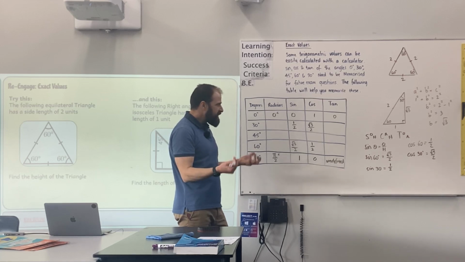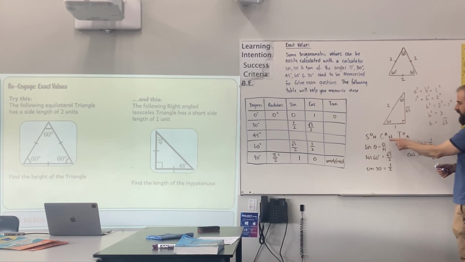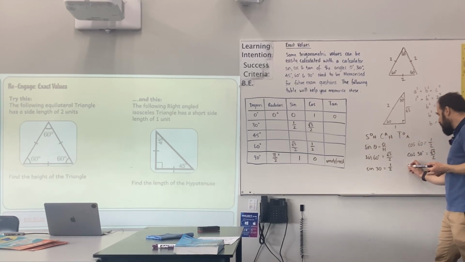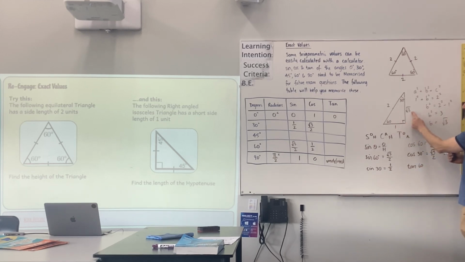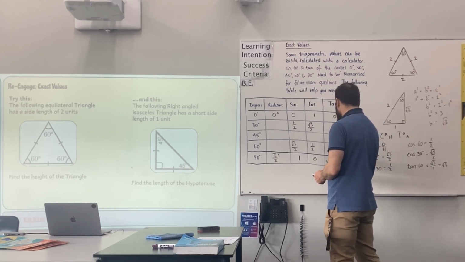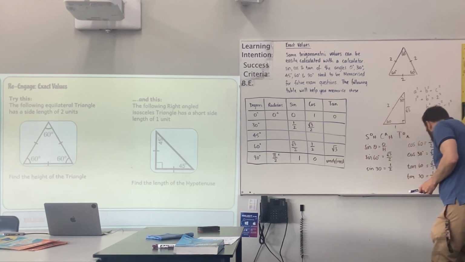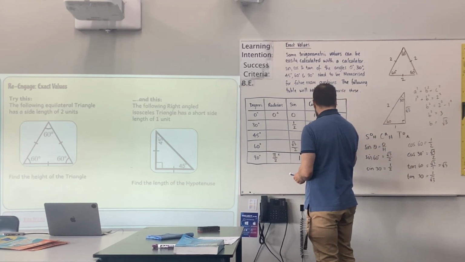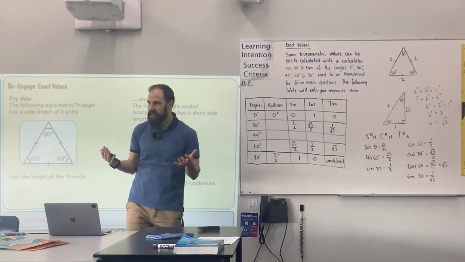Okay, we could still use this triangle and do tan. What is tan? Tan's the opposite over the adjacent. So tan of 60 degrees, opposite over the adjacent, root 3 over 1, which is just root 3. Tan of 30 degrees is 1 over root 3. All right, we've got most of our table complete from one triangle.